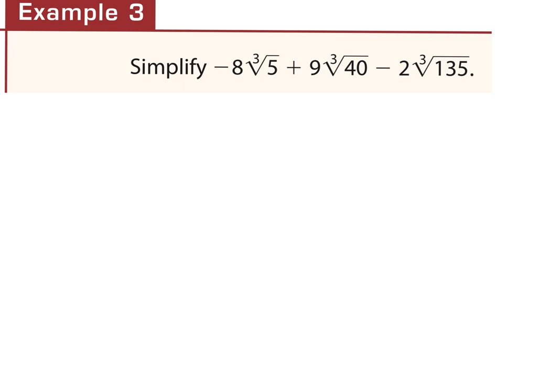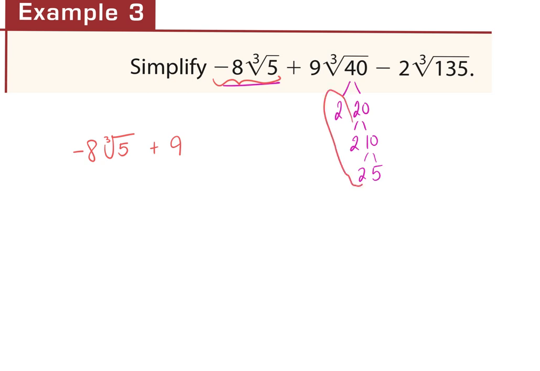When I look at this first one, this is just a 5, so that's not going to simplify at all. I'm going to then look at the 40, and I'm going to do my factor tree here. All right. So this is going to stay negative 8 cubed root of 5. This one, I already have a 9 on the outside. I have a group of 3 that can come out. So times 2, and then the cubed root of whatever is left in, which is going to be a 5.